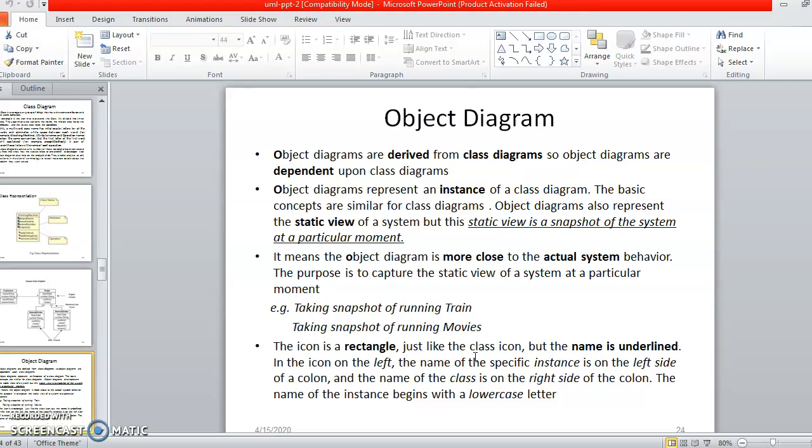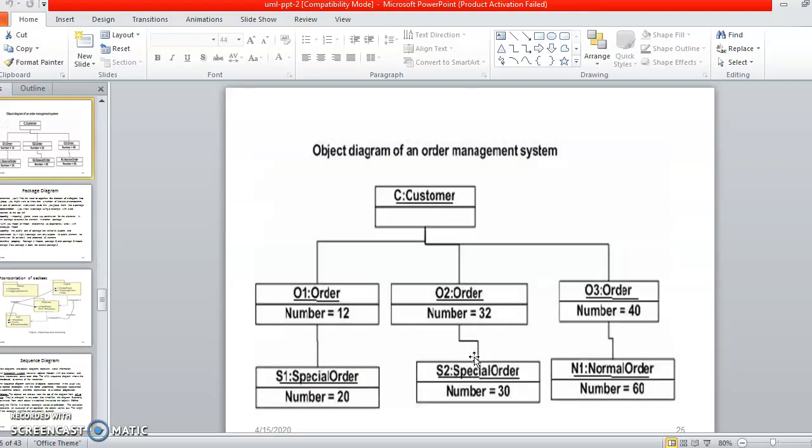So these object diagrams have some symbols. The icon is a rectangle, just like the class icon, but the name is underlined. In the icon, the name of the specific instance is on the left side of the colon and the name of the class is on the right side of the colon. The name of the instance begins with lowercase letters. This figure shows object diagrams.